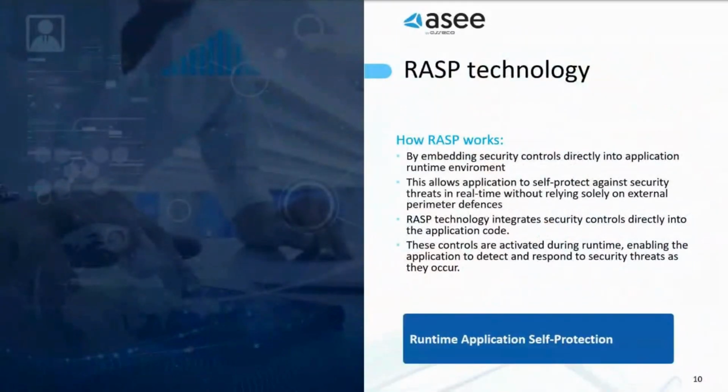RASP stands for Runtime Application Self-Protection. It can be implemented as an SDK, which is integrated directly into the mobile application. This ensures the application is protecting itself from security threats in real time. Controls that RASP is using are activated during application runtime, making sure that all threats are detected right away while the user is using the app.